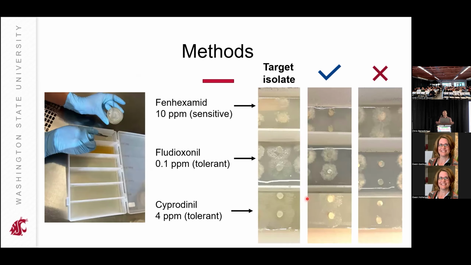You might be thinking, there's a lot of botrytis out there, especially when we were working in a screenhouse. How did we know that the botrytis we recovered was not just some other botrytis in the environment? To approach this, we verified the identity of any botrytis we recovered by matching it to a known fungicide resistance profile. As we've heard, we've done a lot of characterization for fungicide resistance, and we had this isolate that we used for this experiment. We know it's sensitive to fenhexamide at 10 ppm, but tolerant to fludioxonil at 0.1 and cyprodinil at 4 ppm. So all of the isolates that we collected from the project, if they match this phenotype, we consider them the isolate we used for inoculation, and those were included in our analysis.